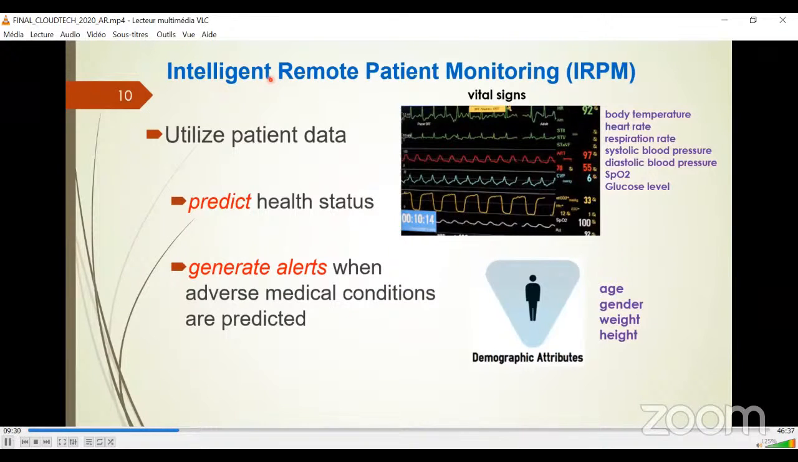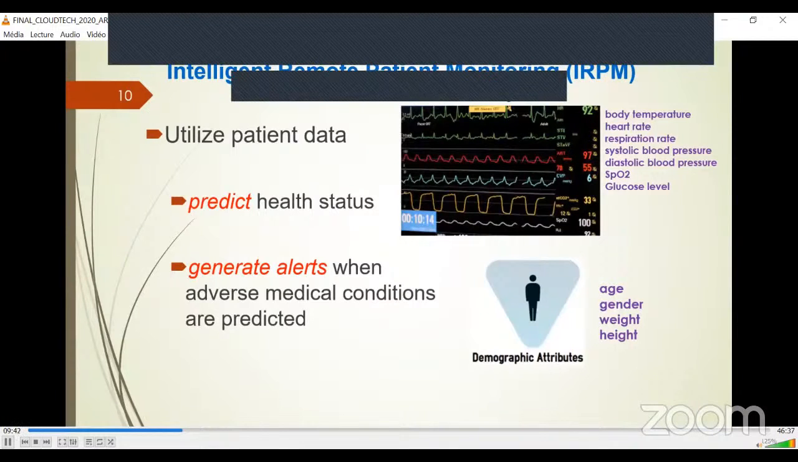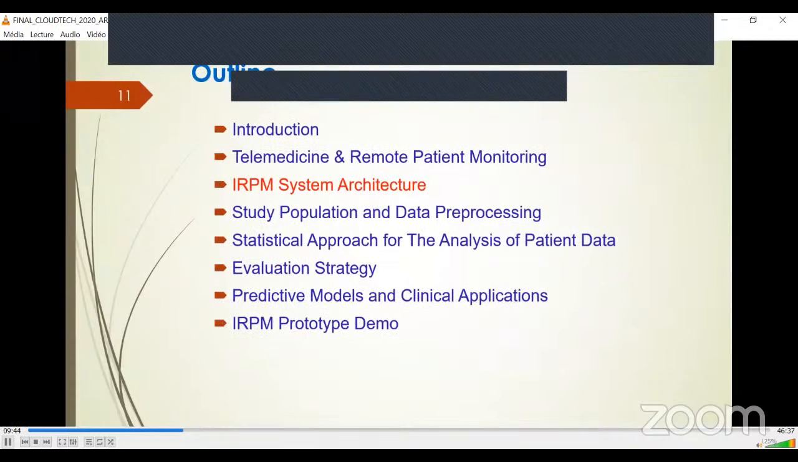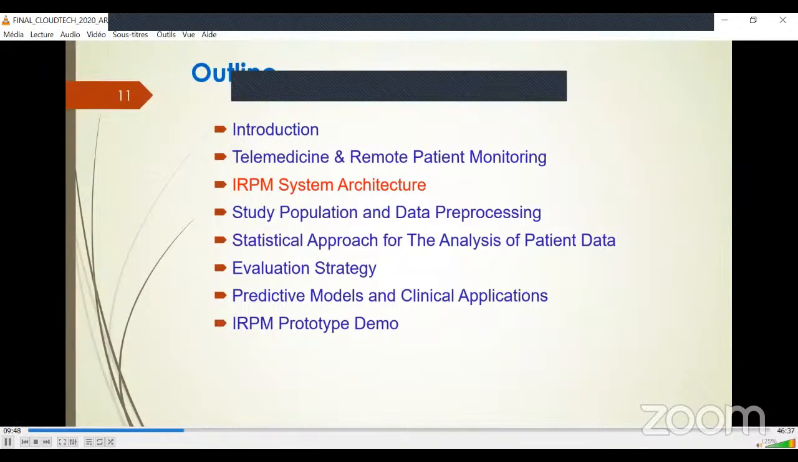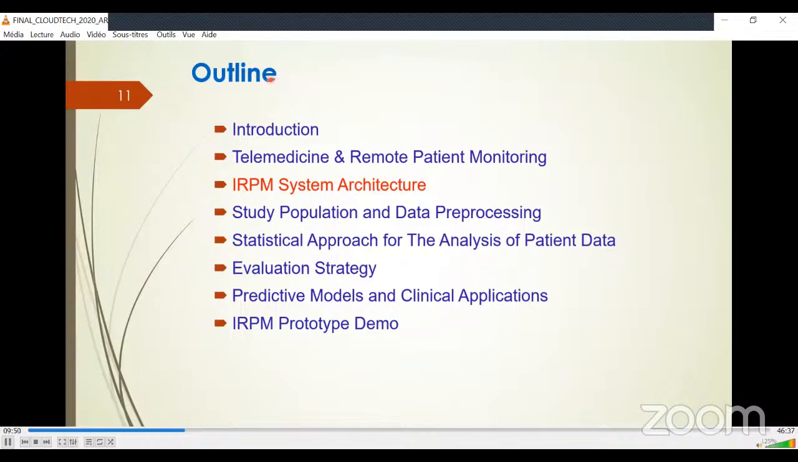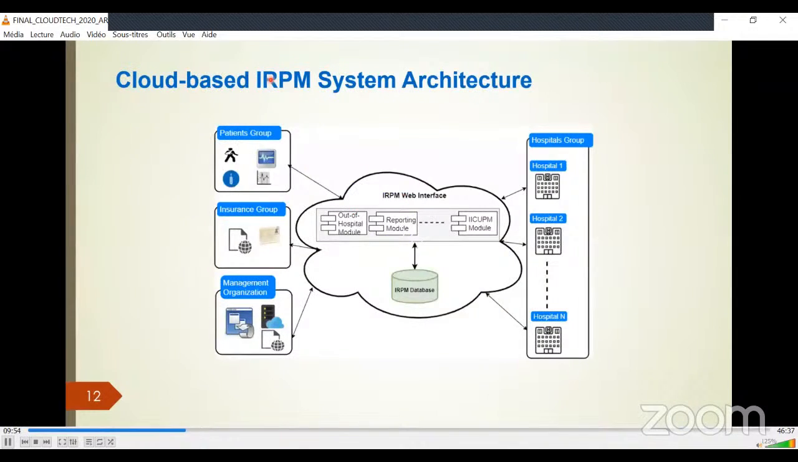We also, in our system, use, in addition to the 7 vital signs that you see, 4 demographic attributes. So the 11 attributes that you see here will be the input to our machine learning techniques that we are going to describe shortly. So before we talk about the details of our machine learning algorithms, let me just give you a quick overview of the system that we developed.